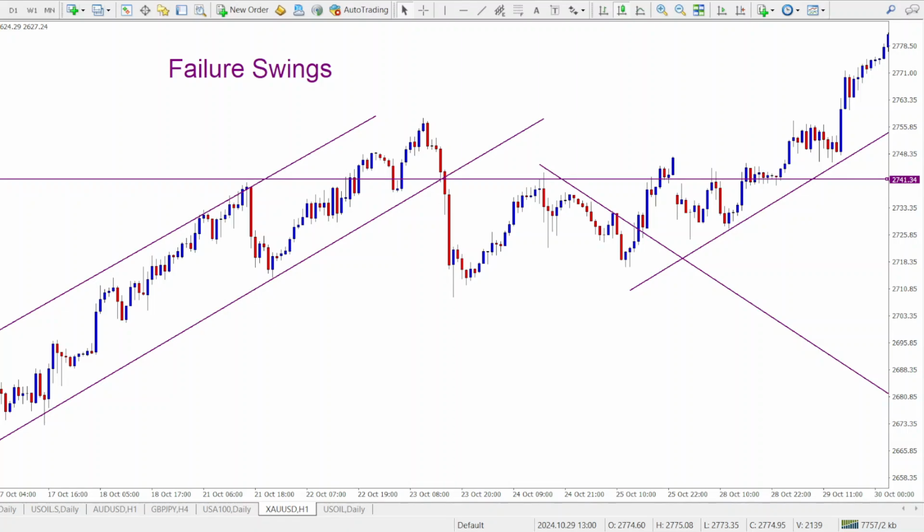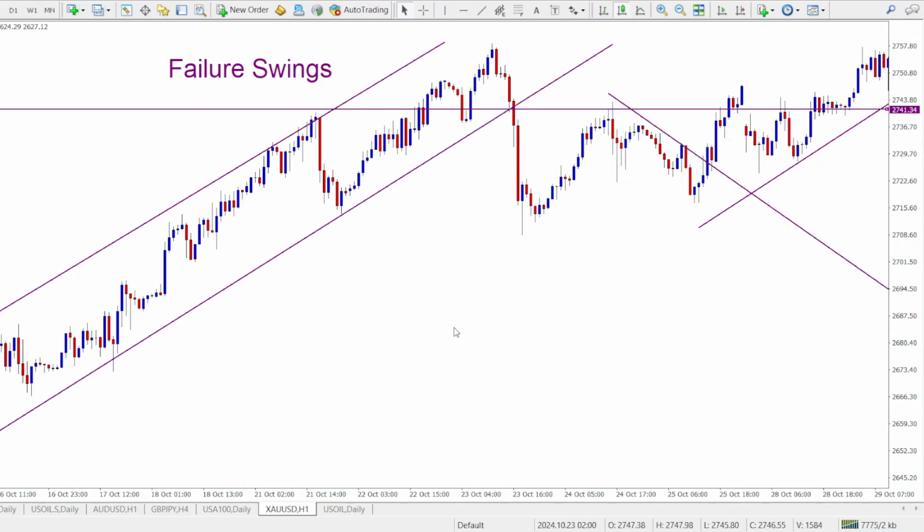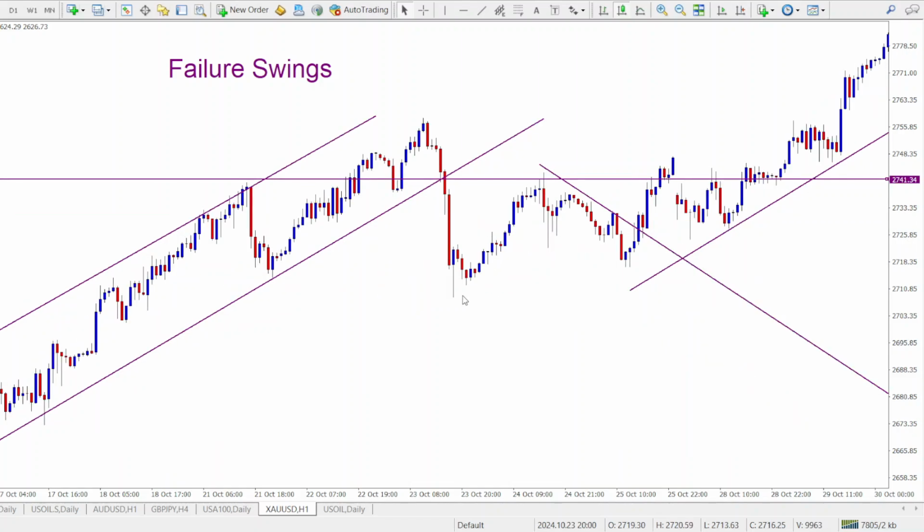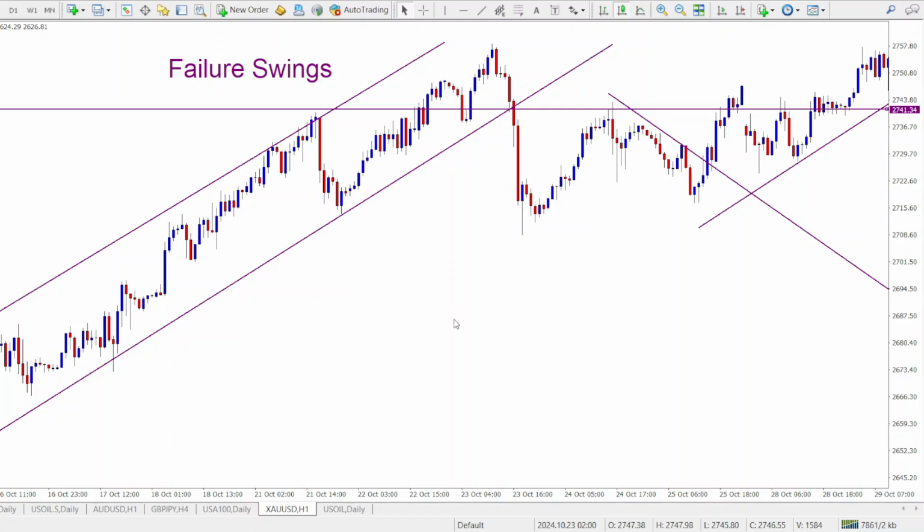Another example, to help you understand how to identify a failure swing on your own: when the market is making a higher high and then it pulls back, traders might expect the price to continue higher. But if the price fails to break the previous high and starts reversing, that is a failure swing.